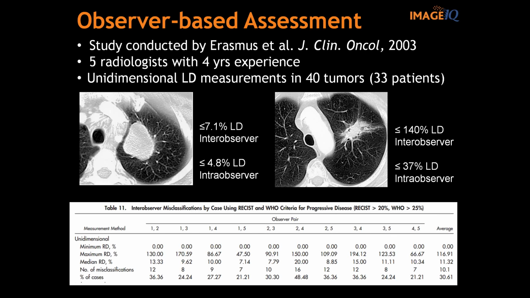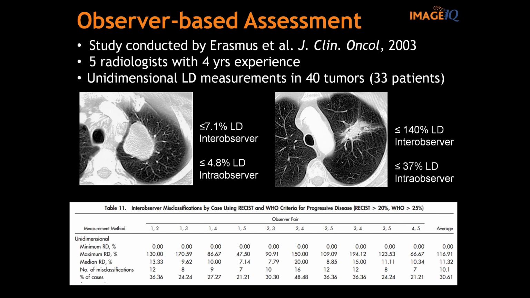I thought this study was interesting, showing that even if you are making a RECIST-based measurement, there's variability in that measurement. We touched on that a little earlier. This study was conducted in 2003, and there were 5 radiologists with 4 years of experience, all with a thoracic fellowship. They made unidimensional longest axis measurements. I think they also did bidimensional, but I'm only going to describe the longest dimension.